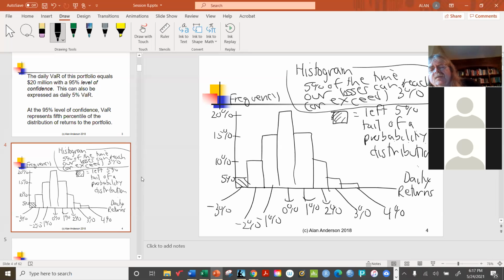Even if we only lose this much money once out of every 20 trading days, that still might be too much. Suppose, for example, this is a pension fund. And pension funds have to take it easy with their money. They cannot be risking it because otherwise people will retire and they won't have any money. So for a very conservative organization, this might still be too much risk. They may think, maybe we should do something about this.